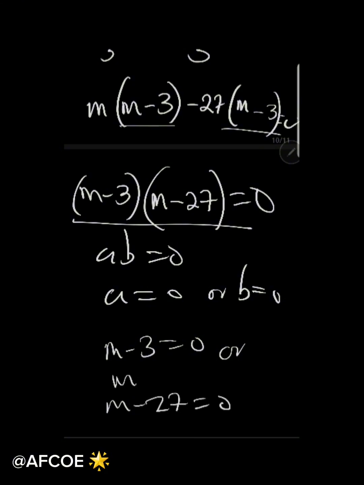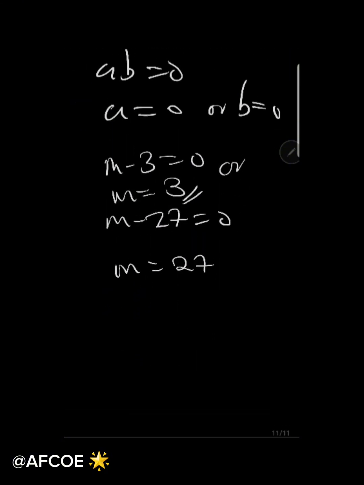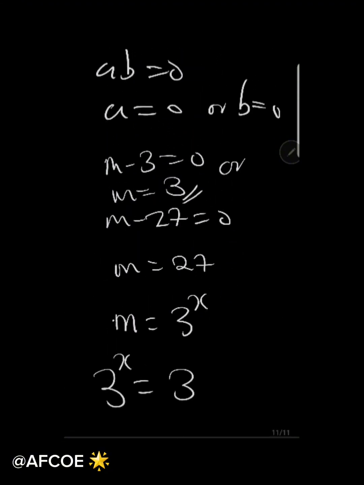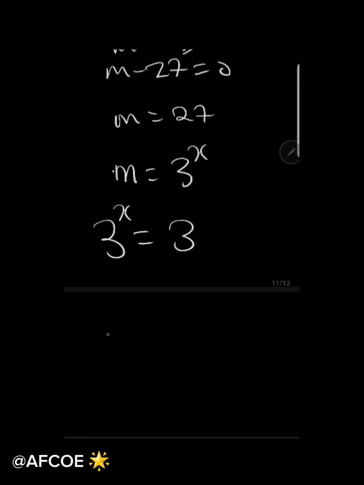If you solve this, you simply get m equals 3. You take the 3 to the other side. And if you solve this, m equals 27. But are we looking for m? No, we are looking for x. Remember, we said m equals 3 to the x. So m equals 3 means 3 to the x equals 3, and m equals 27 means 3 to the x equals 27.